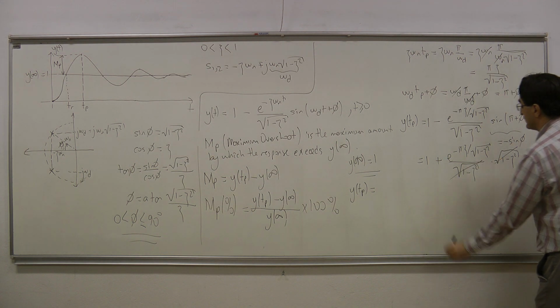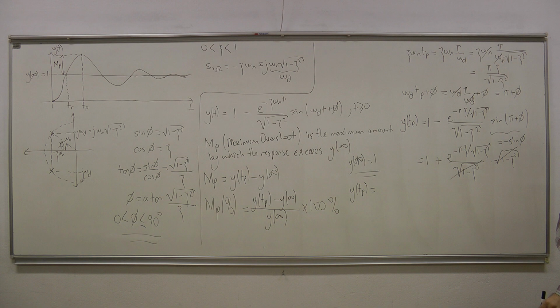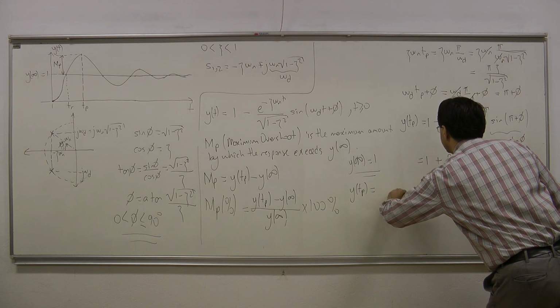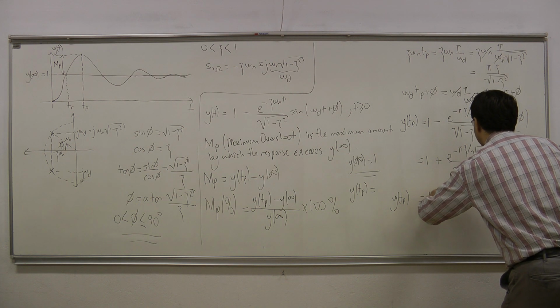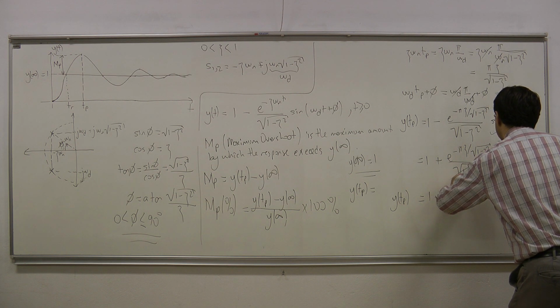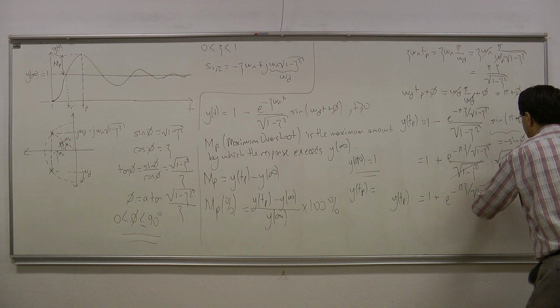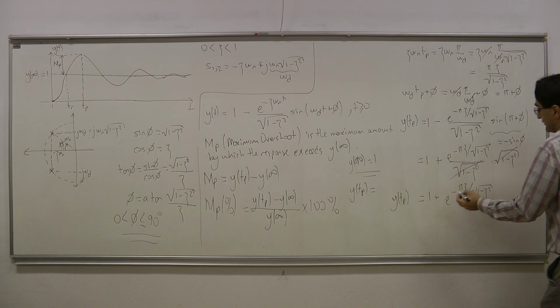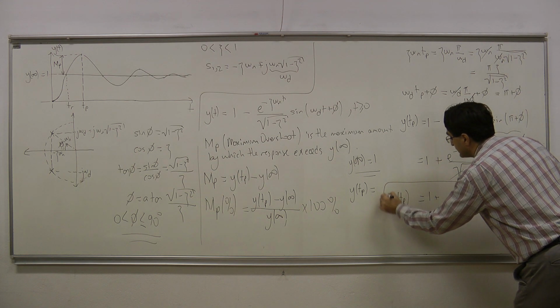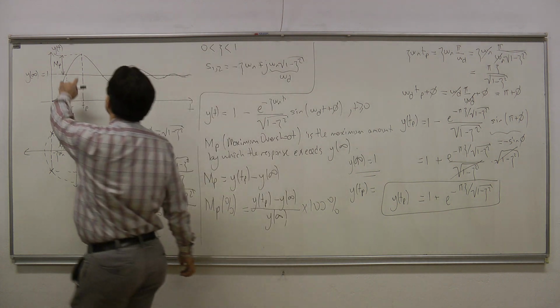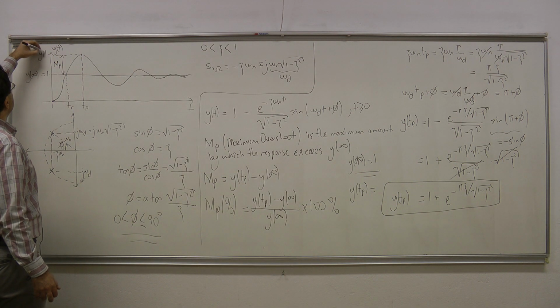So these are cancelling quite conveniently again, and we end up with y of Tp equal to 1 plus e to the minus pi psi over square root of 1 minus psi square. Okay? So this is my result. This is the value of the response at this peak value. This is y of Tp.